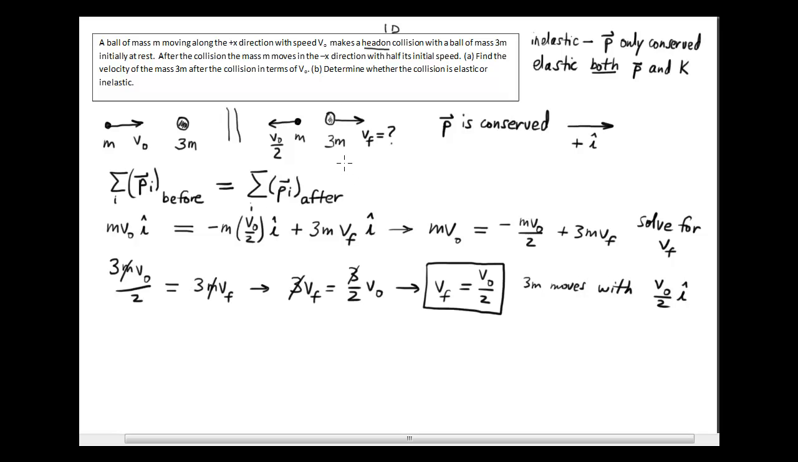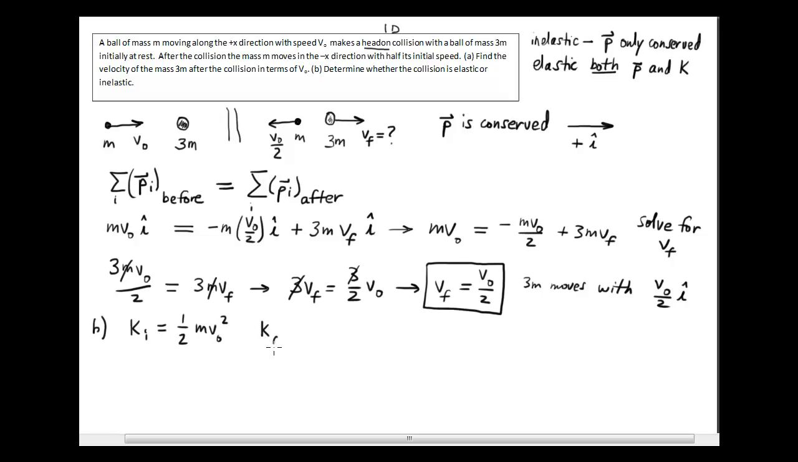So the second part, we've done part A, so now part B asks us to determine whether or not the collision is elastic or inelastic. Well, elastic means kinetic energy is conserved as well. So what we need to do is just calculate the initial kinetic energy, calculate the final kinetic energy, and compare them. So the initial kinetic energy is 1/2 times the mass times the speed squared. So it's 1/2 m v0 squared. And since 3m is not moving, then it has no kinetic energy. So that's it for K initial.